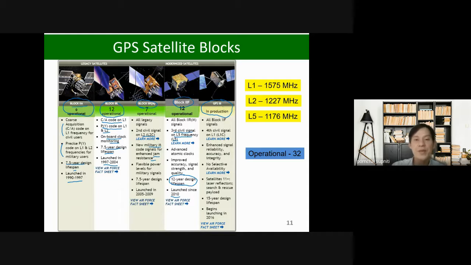Then for GPS 3, they added the fourth civil signal, which is called L1C. It began launching in 2016, and the lifetime is 15 years. So the lifetime is longer. The L1 frequency is at about 1.5 gigahertz. L2 is at 1.2 gigahertz, and L5 at 1.17 gigahertz.